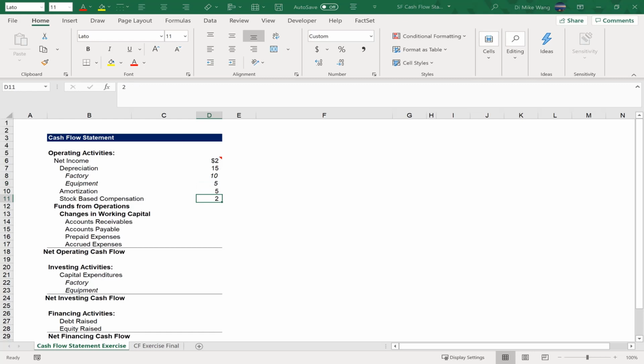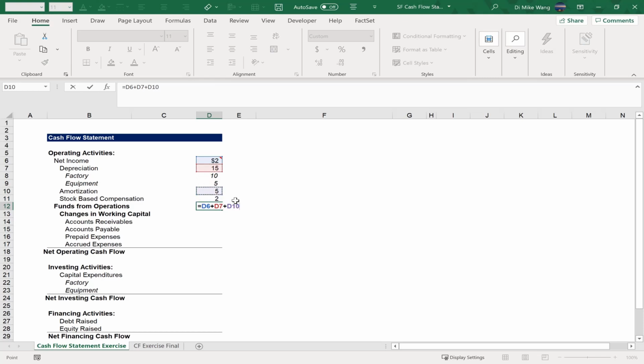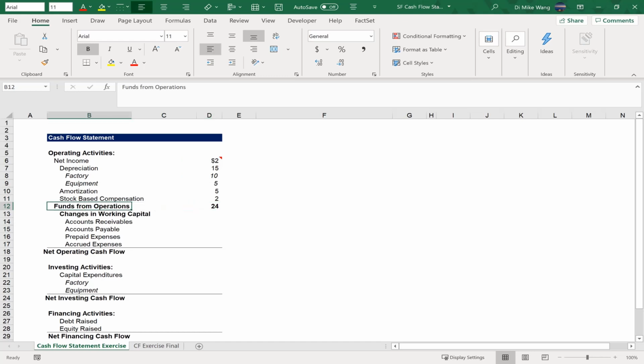We then add together our net income for the year. So that's $2 plus our depreciation, amortization, and stock-based compensation to get our funds from operations, and that is $24. Remember, we're adding the non-cash expenses as they were subtracted from our income statement, but no cash was spent.